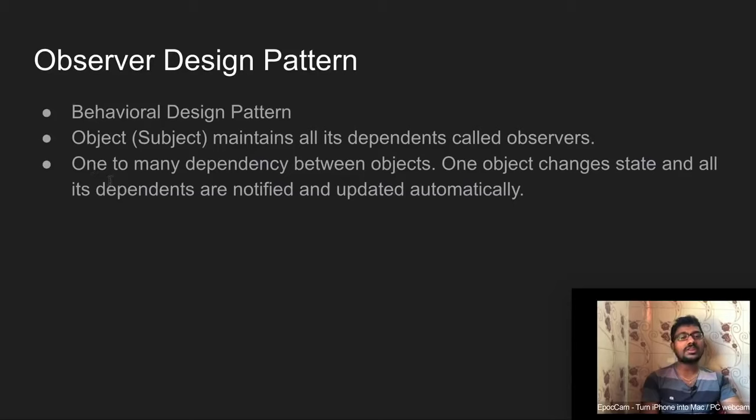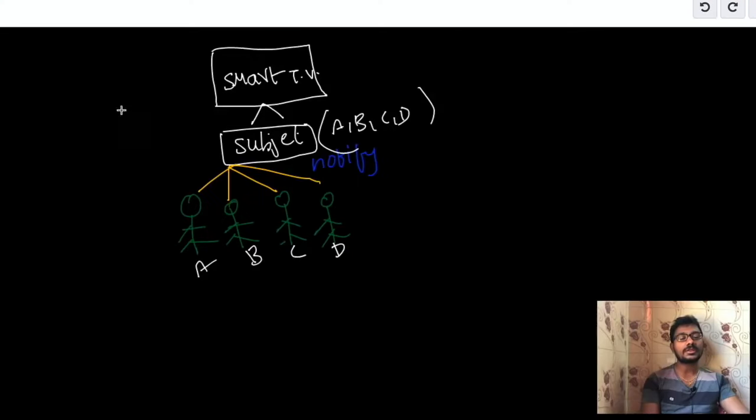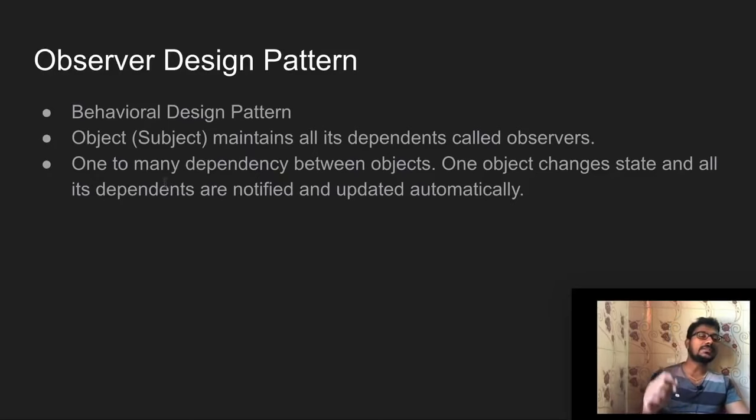And then there is one-to-many dependency between objects. When one object changes state, all its dependents are notified and updated automatically. So this is the subject. If this subject changes from unavailability to availability state, then all the observers, which means all the objects registered to this subject, would be notified. That is one-to-many dependency between objects.